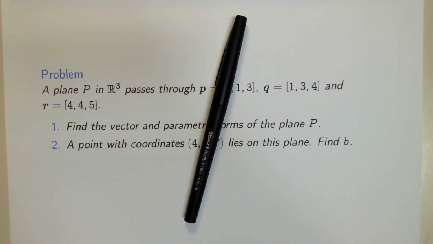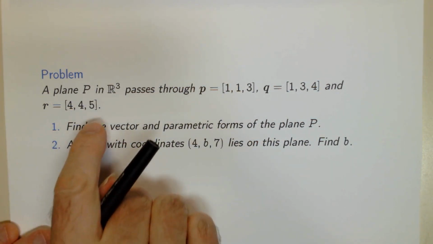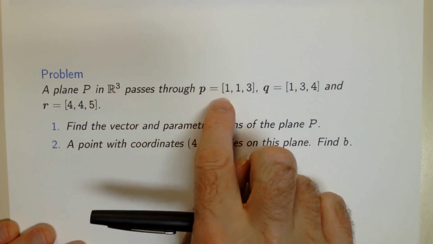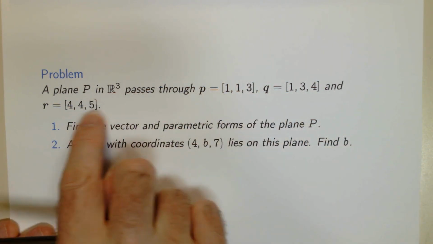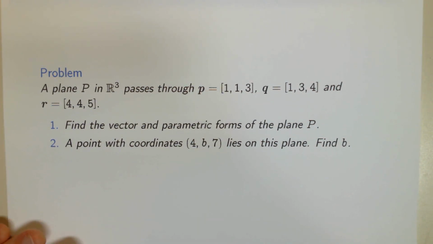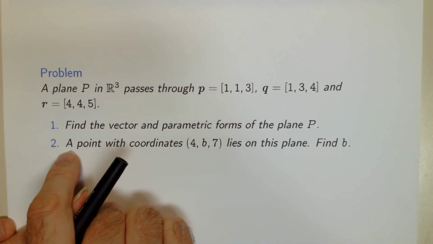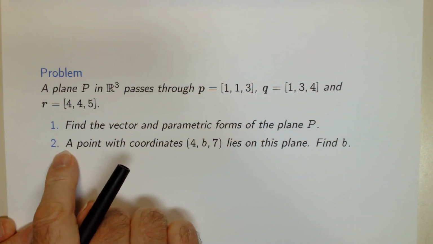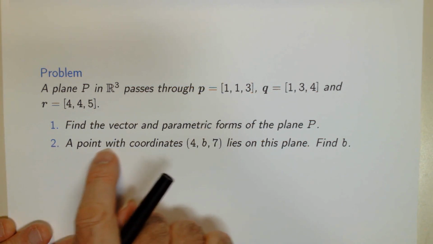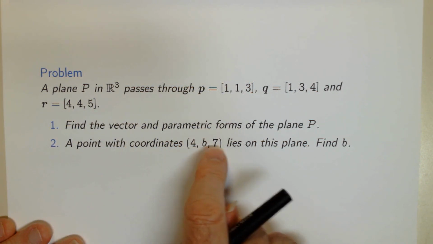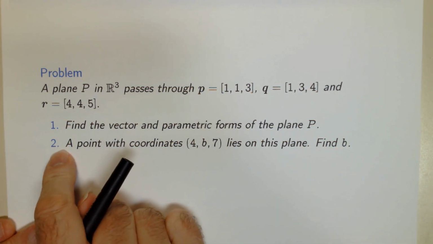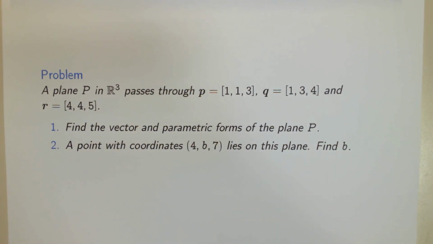All right, welcome back to the document camera. In this problem, a plane P in three-dimensional space passes through P, Q, and R. Find the vector and parametric forms of the plane, and then we'll work on part 2 once we finish part 1, but part 2 is asking us basically to find a missing coordinate. A point with coordinates 4, B, 7 lies on this plane. Find B. We'll see that that's a relatively easy thing to do once we've worked out the details for part 1.